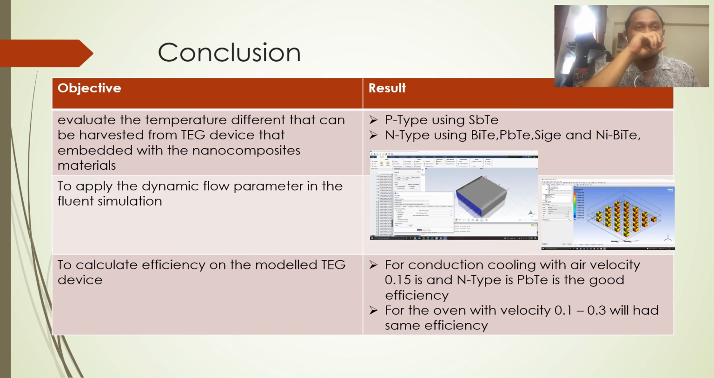We are using Fluent ANSYS to get the simulation. From the picture we can see the parameters that I need to set before I can run it and get the temperature difference. And the third is to calculate the efficiency of the model TEG device. We are using the temperature difference and the formula to calculate the best efficiency that can be output from the device.